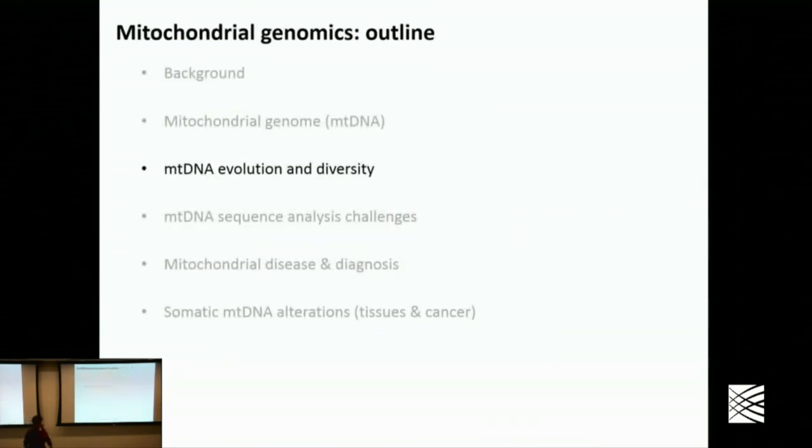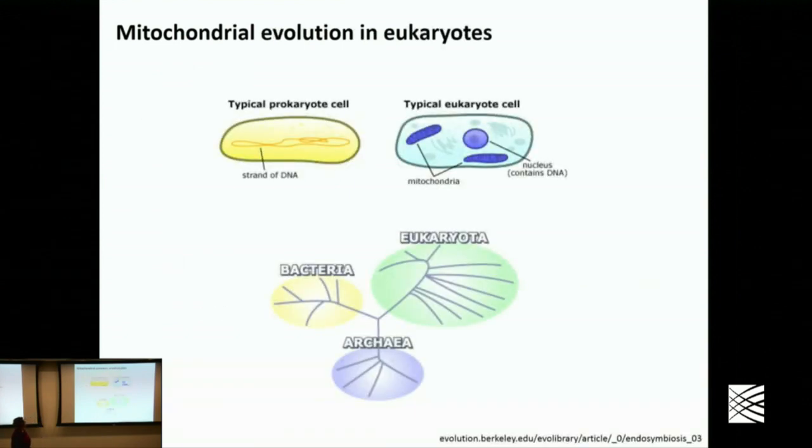So let me step back and tell you how we got to this place. How did mitochondria evolve in the first place? So let's roll back evolutionary time. All organisms on the planet that we know of have a common ancestor. And all organisms on the planet can be divided into 3 big domains with nothing in between. All organisms are either bacteria, archaea, or eukaryotes.